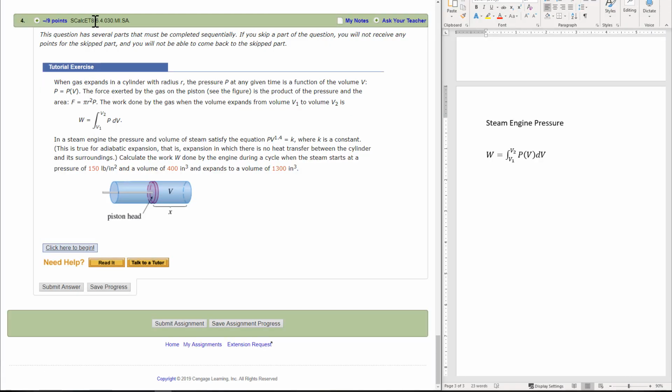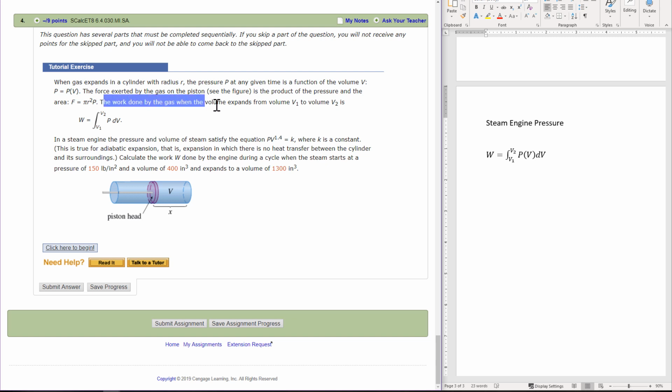Let's look at this problem from your lab assignment, section 6.4, problem number 4. When the gas expands in a cylinder with radius r, the pressure P at any time is a function of the volume. So we can write that as P equals P of V. The force exerted by the gas on the piston is the product of the pressure and the area. So the force is F equals pi r squared times P.